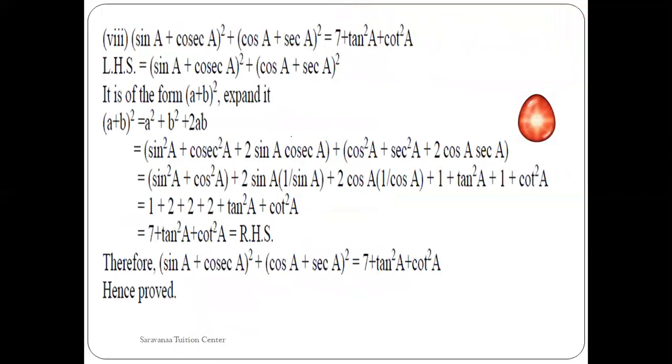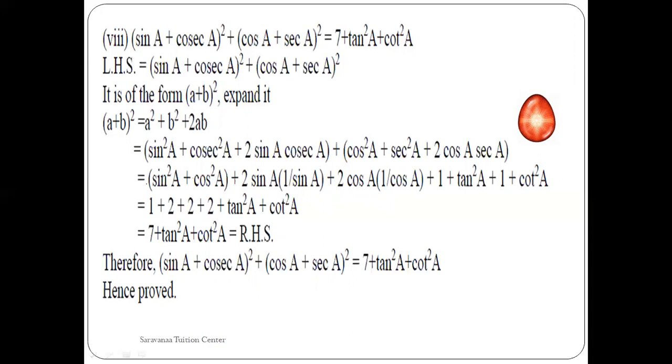Next, 8th question. (sin A + cosec A)² + (cos A + sec A)² = 7 + tan²A + cot²A. Now, take the LHS: (sin A + cosec A)² + (cos A + sec A)². It is in the form of (a + b)², so expand it: sin²A + cosec²A + 2 sin A cosec A + cos²A + sec²A + 2 cos A sec A.